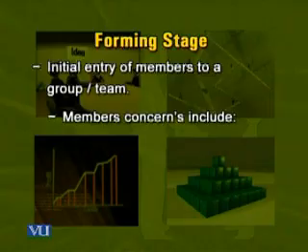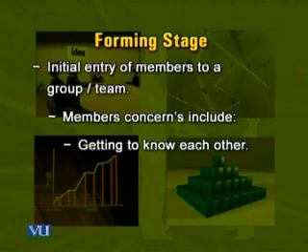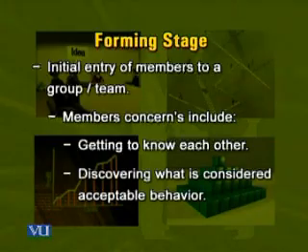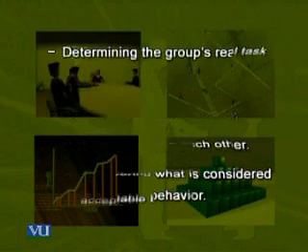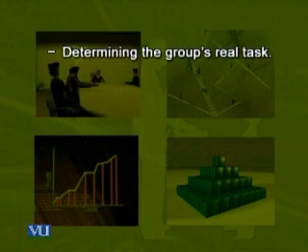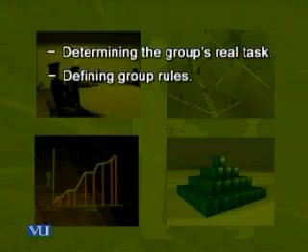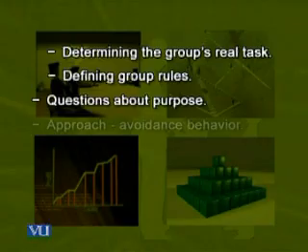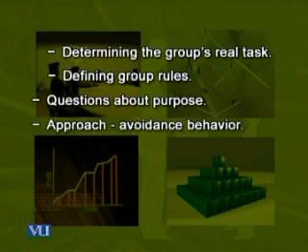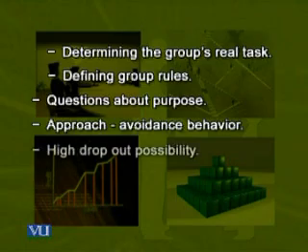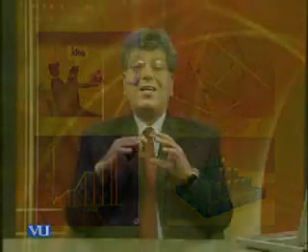What happens here? The concern of the individual is that they try to know each other. They need to discover which kind of behavior each person has, and they will try to accept each other's behavior. They need to determine what the task of the group or team is, why they are together. Similarly, they will define the team member roles or group member roles. There will be questions about the purpose. Some people may have the behavior that they would go for it, some might have avoidance behavior, and that is how there will possibly be a high turnover rate in the beginning stages. This is the forming stage.